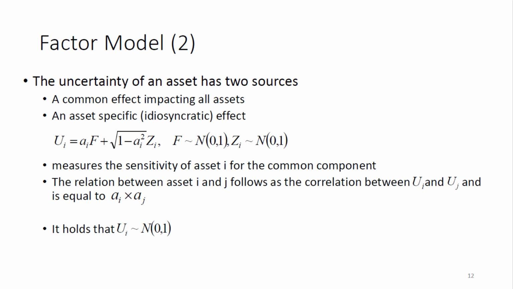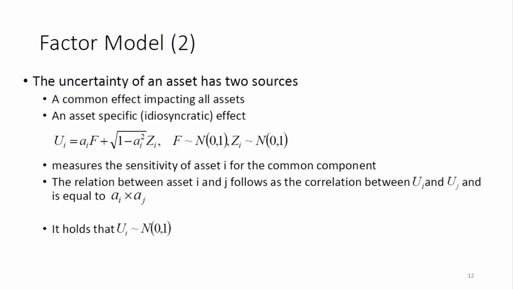We work in a standardized environment, which says that the factors and the idiosyncratic shocks are all independent of each other, and they all follow a standard normal distribution. That means they have a mean of 0 and a standard deviation of 1. So this AI is an important element in this specification, because in a way it says to what extent this asset I suffers from co-movements with the market, and also with other assets in the portfolio.